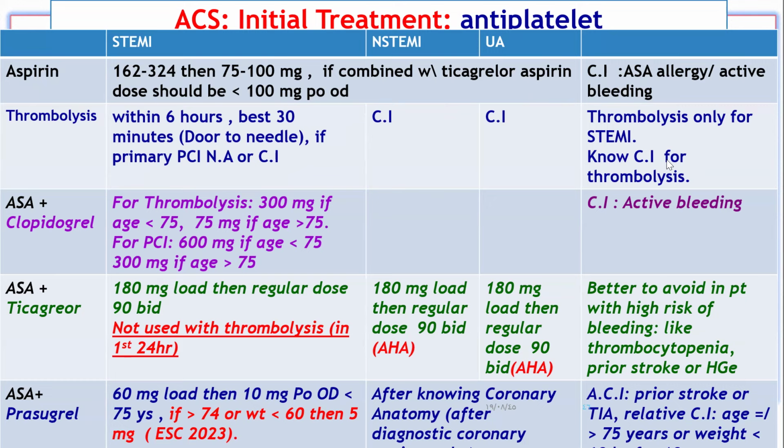The thrombolysis agent is only for ST-segment elevation myocardial infarction patients. Post thrombolysis, as we mentioned earlier, the applicable agent is clopidogrel, and the dosing is according to age: 300 milligrams if less than 75, and 75 milligrams if more than 75. Ticagrelor is applicable in patients who have not used thrombolysis in the last 24 hours, in STEMI or unstable angina, in the ACS recommendation.